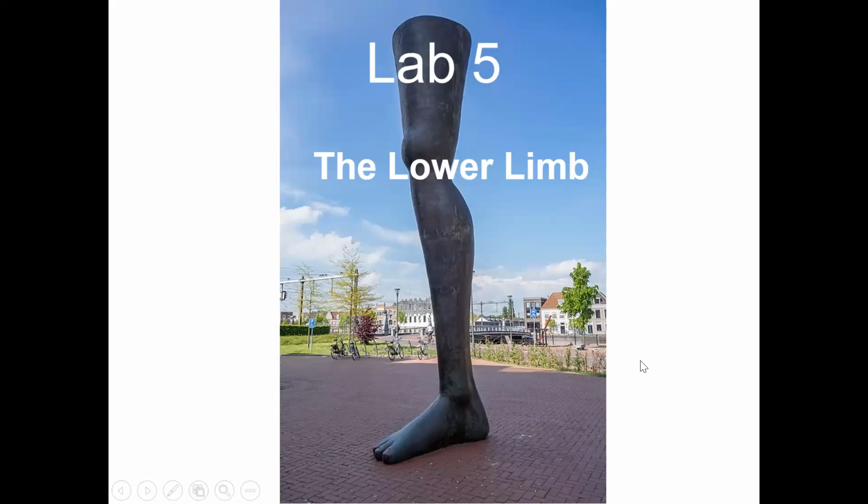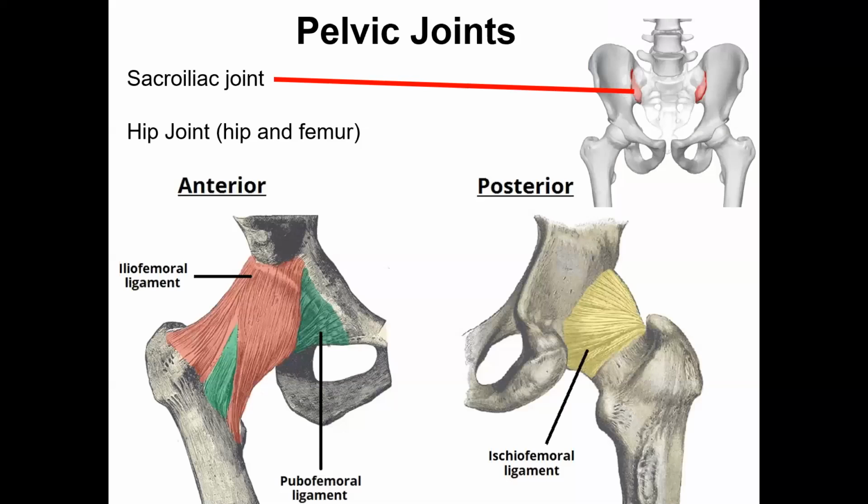Hi folks, so today we will be looking at the structure of the lower limb, the anatomy of the lower extremities, which is our week 5 topic. And we're going to start out by looking at the joints of the lower limb. We're going to start by looking at the pelvic joint.